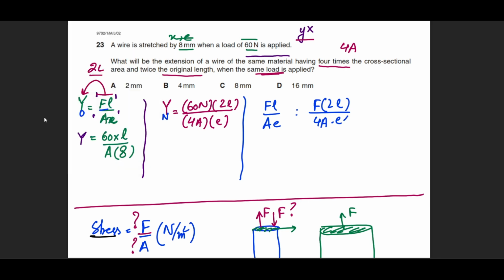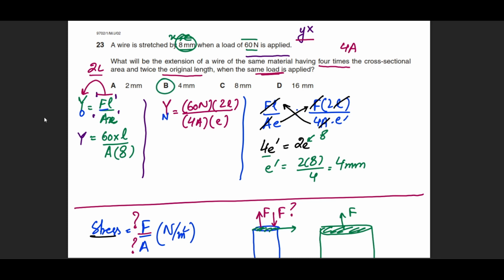This is what we want to find out. We can see very clearly over here that F and L get cancelled out, and the cross-sectional area A gets cancelled out. So what we are left with is a simple cross multiplication. So we are left with 4e dash is equal to 2 times e, right? We know that the original extension was given to us as 8 millimeters. So let's replace that. e dash is equal to 2 times 8 divided by 4. This comes out as 4 millimeters. So the answer of this question is option B.